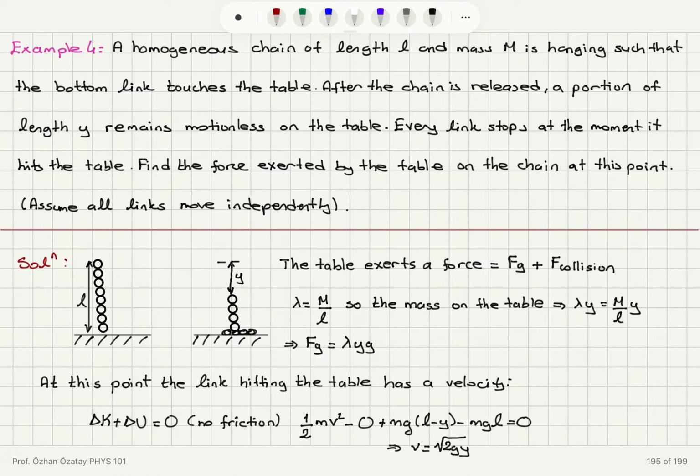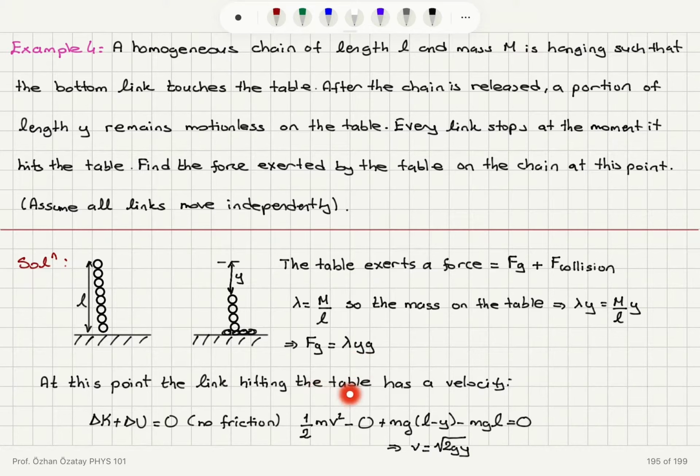So to summarize, we have a homogeneous chain of length L. The chain has fallen a distance y, so there is a length y sitting on the table. This is a homogeneous chain, the mass per unit length is a constant, capital M over L, and so lambda times g times y is the gravitational force, the weight, and the normal force is equal in magnitude, so it's going to be lambda gy, opposite in direction.